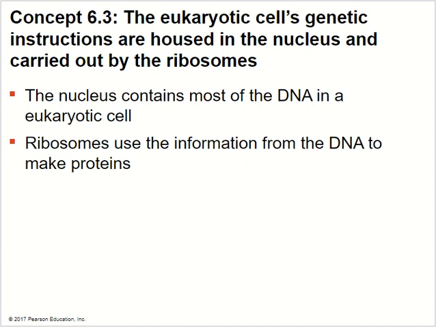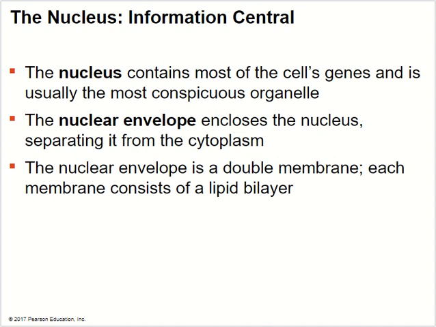The nucleus contains most of the DNA in a eukaryotic cell, protecting it from outside stimuli. Ribosomes use information from DNA to make proteins. The nucleus contains most of the cell's genes and is usually the most conspicuous organelle. The nuclear envelope encloses the nucleus, separating it from the cytoplasm. The nuclear envelope is a double membrane. Each membrane consists of a lipid bilayer.